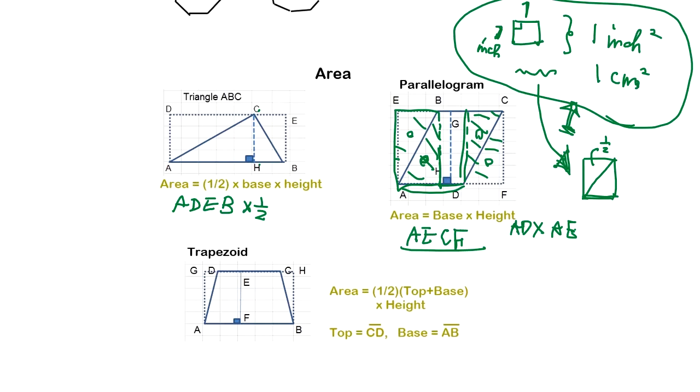Trapezoid, same thing. You separate this and this one, same as this section. So the trapezoid area is calculated by adding this and this, multiplying by this, and dividing by 2. Okay, so from this basic definition of area, we can calculate the area of various shapes.